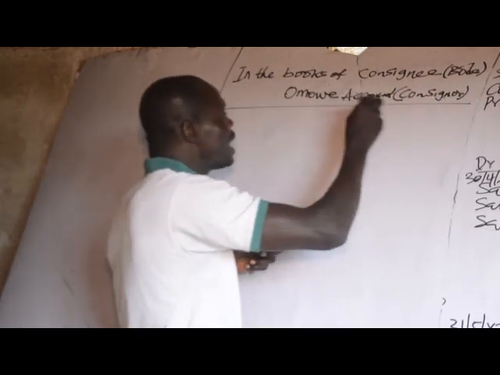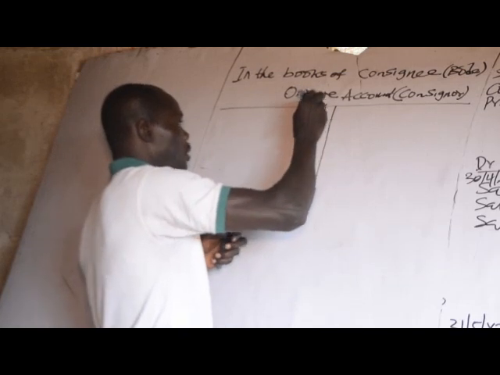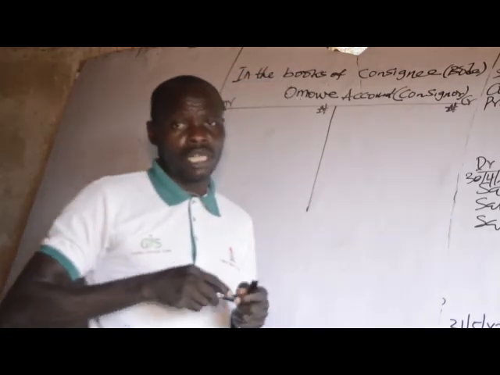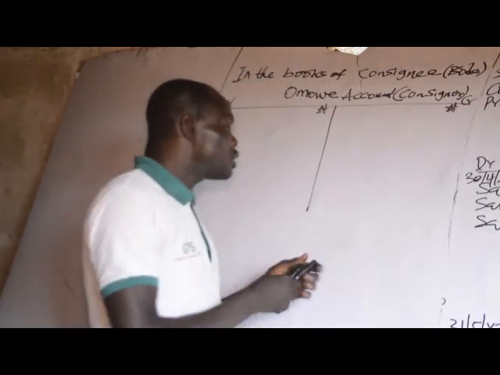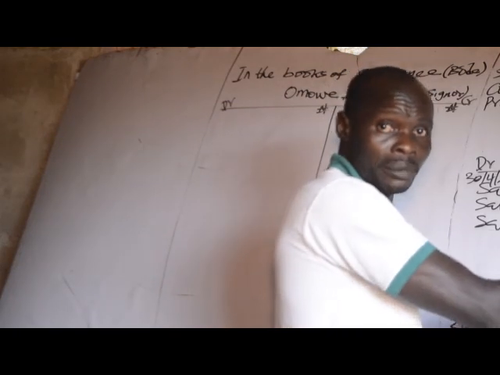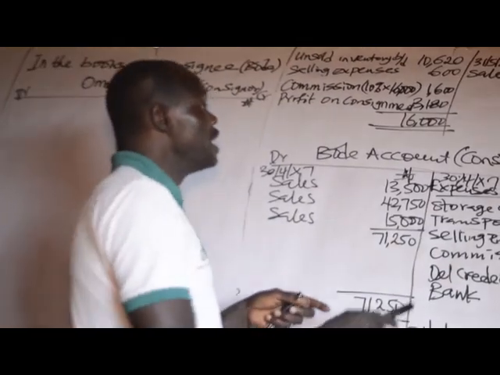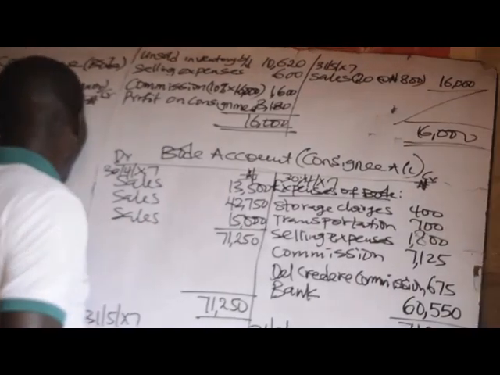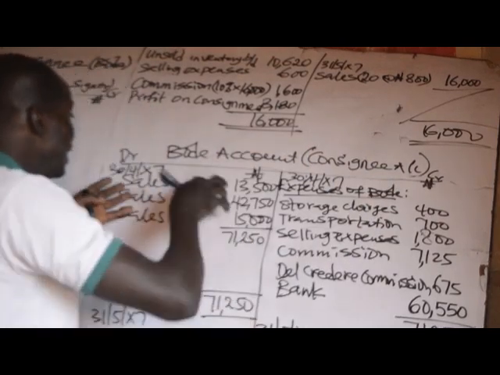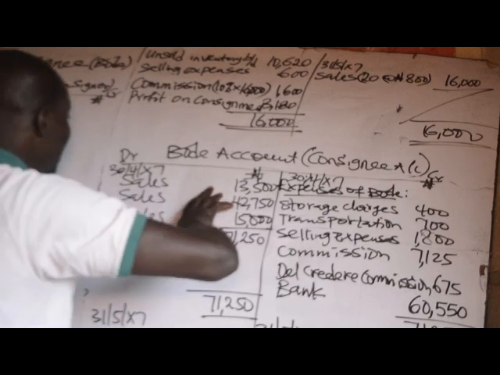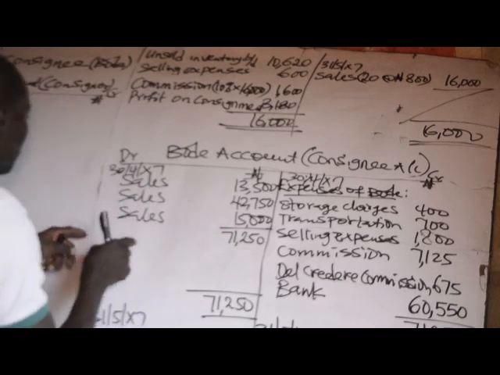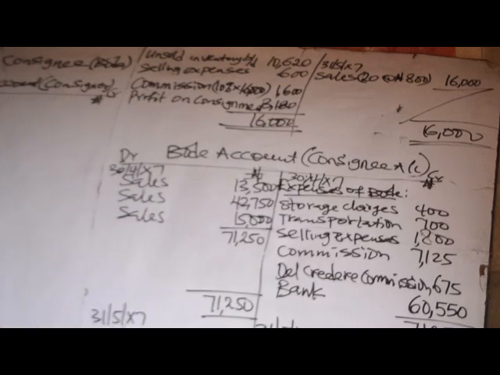I've told you earlier that the relationship between the consignor and the consignee is in the form of a creditors and debtors relationship. So what you have debited in Bode's account, that is in the consignee account here, will therefore be credited in the consignor account. So you just want to reverse it. It is the same entries you are going to have, only that the items you have debited will now be credited, and those you have credited will now be debited. So, as at 30th of April, you know you have sales being debited. Now, let's credit them.